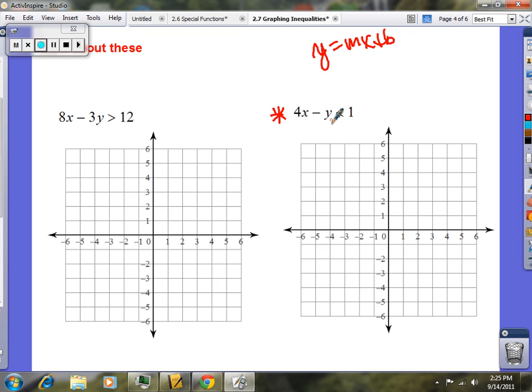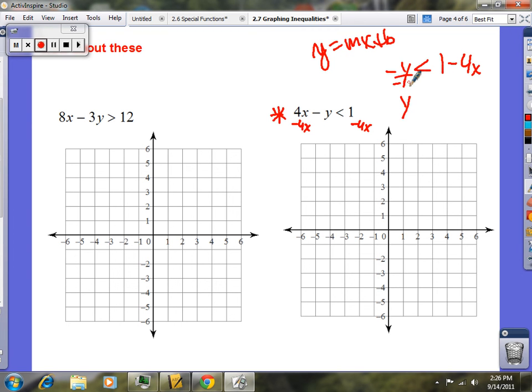So, Joel, what are you going to do? You need y alone. I got to get rid of all this other stuff. Yes, let's minus 4x. So here's what I've got now: negative y is less than 1 minus 4x. I'm getting close. Now my only trouble is, Kevin, I cannot have a negative y. I got to have a positive y. So how am I going to change that negative y to a positive y? Yeah, you switch the sign.